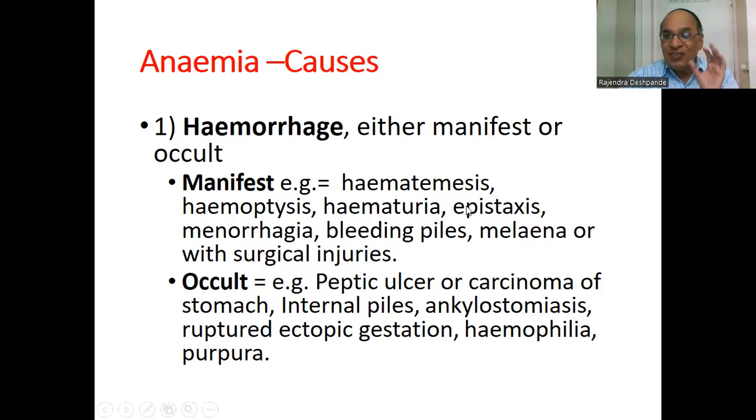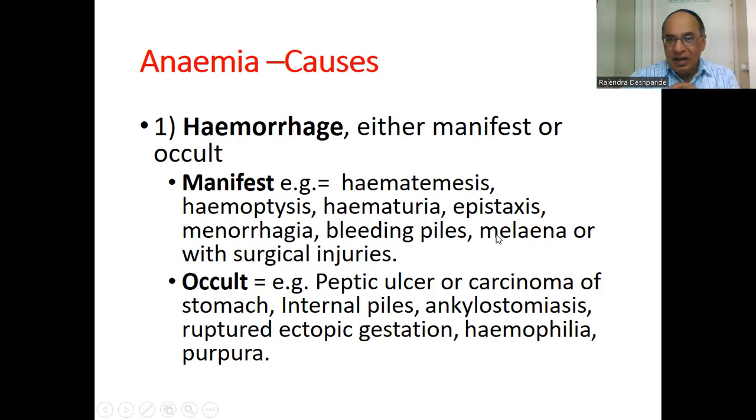Number one, hematemesis, vomiting of blood, because of an ulcer, gastric ulcer for example. Then hemoptysis, that means sputum containing red threads, which may be because of tuberculosis. Then hematuria, blood in the urine, which can be because of a kidney problem or a stone. Then epistaxis, that is bleeding from the nose, very common in the hot summer season because capillary bleeding occurs in the hot season. Then in ladies, excessive menstrual red discharge, that is menorrhagia. In the male, remember, bleeding piles are the most common.